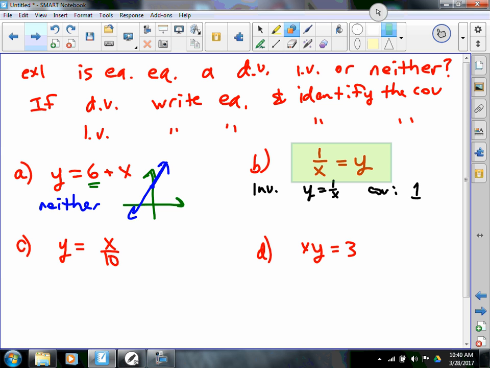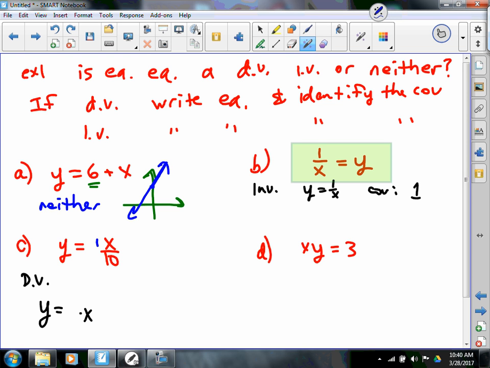It is direct. You see the fraction, you might think it's inverse, but this one is direct. This one is a direct variation. The equation is y equals something times x. Maybe it's a little bit easier to see if you put a 1 up here next to the x.